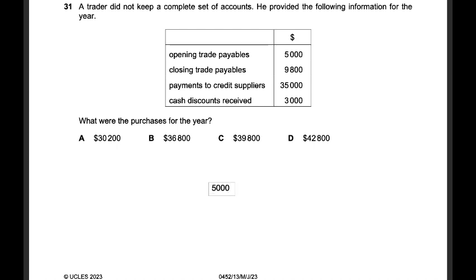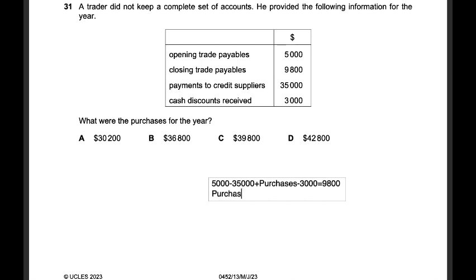But here, since it is positive for them, we'll take it positive. We'll take payments as negative as it reduces the balance. Then we add the purchases for the year, less the cash discounts received, of course, as it reduces our balance. That should be equal to the closing balance.